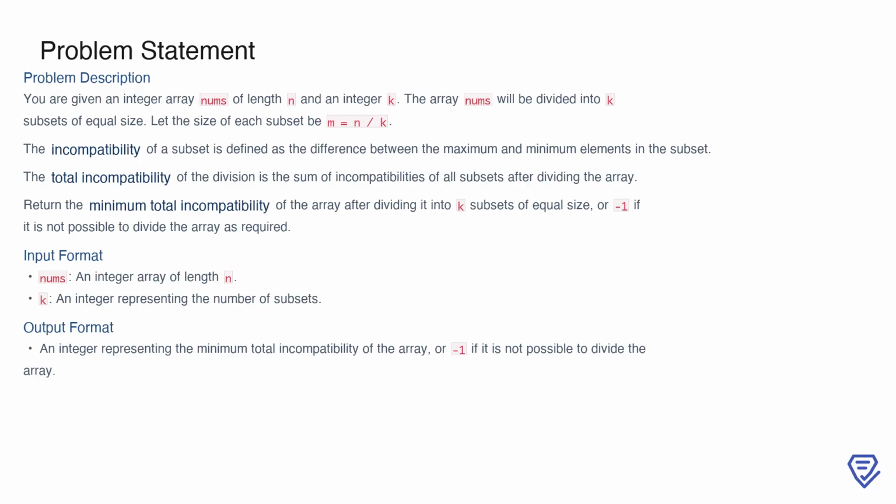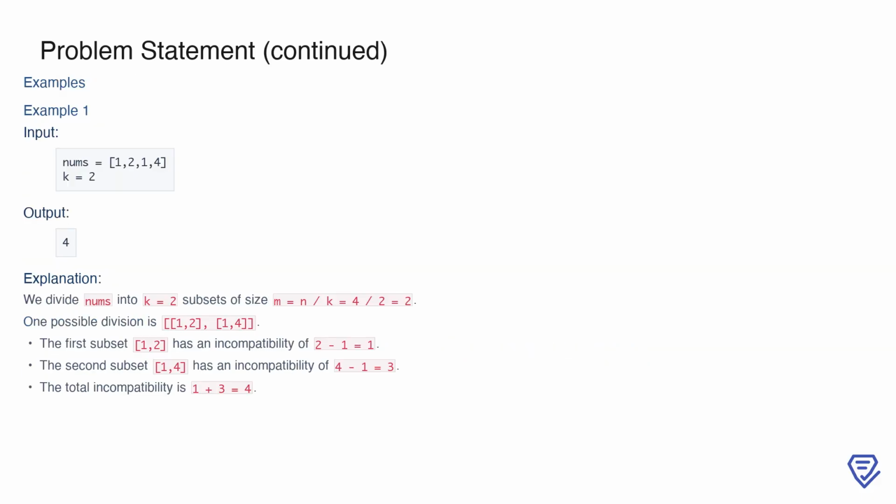The input consists of the array nums and the integer k, and the output will be a single integer representing the minimum total incompatibility, or -1 if the division is not feasible. Let's consider an example to better understand the problem. Suppose nums is [1, 2, 1, 4], and k is 2. Here, the size of each subset is m equals n/k equals 4/2 equals 2.